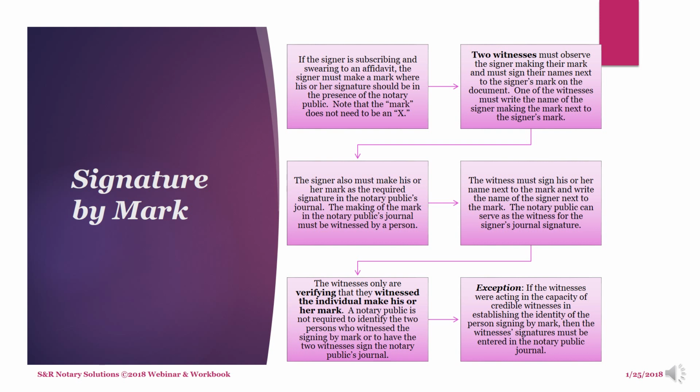A notary public is not required to identify the two persons who witnessed the signing of the mark or to have the two witnesses sign the notary public's journal. An exception: if the witnesses were acting in the capacity of credible witness in establishing the identity of the person signing by mark, then the witnesses' signatures must be entered in the notary public's journal.